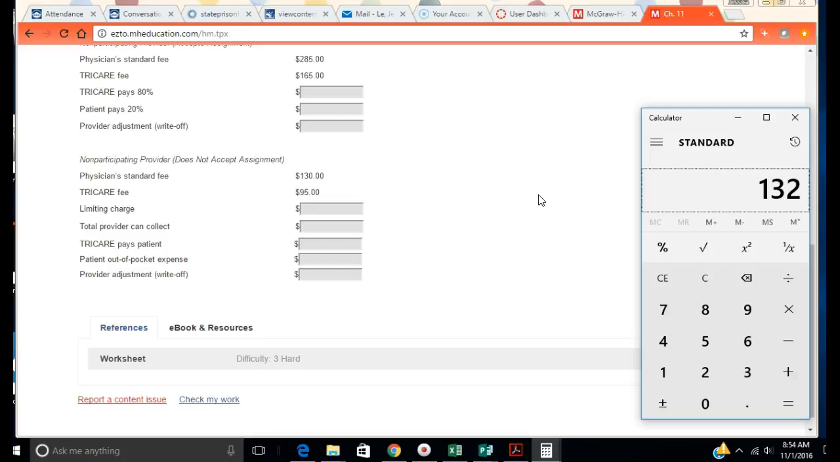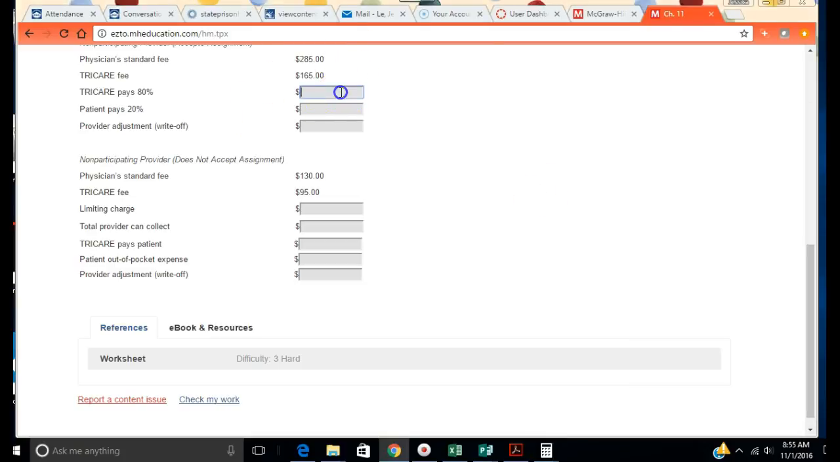And then you can figure out the 20% one of two ways. I like to just go back and take 165 times 0.2, but you can also take 165 minus the original 132, whatever is easier for you. Either way, it's going to end up being $33. So that's going to go over there. And then lastly, again, the write-off amount will be the difference between the charged amount and the approved amount. So the charged amount was $285, but the approved amount was $165. And so that's going to give us $120 there.